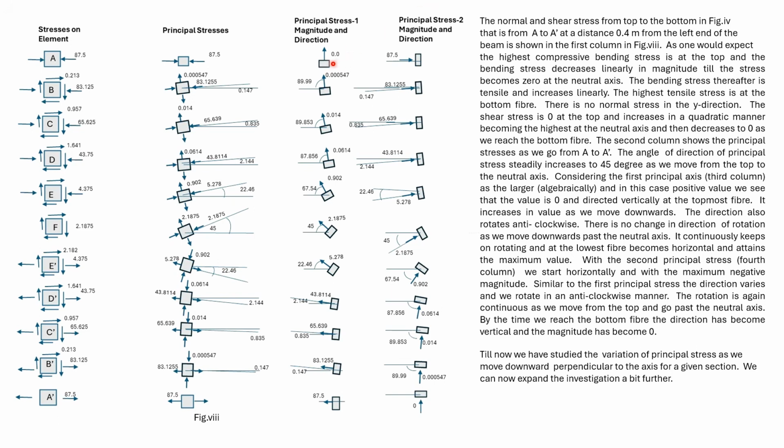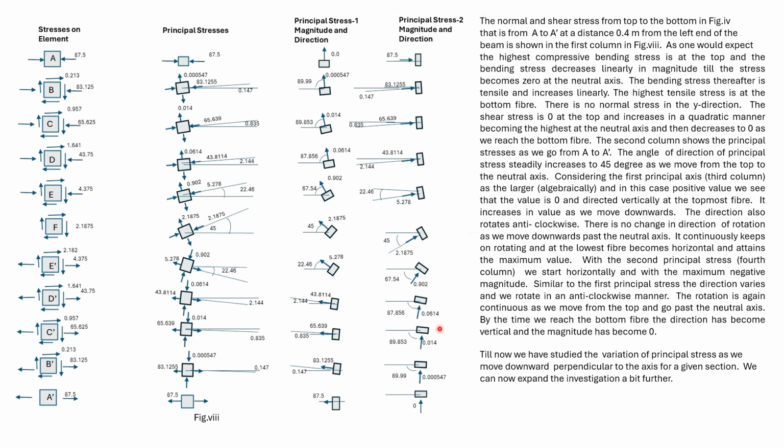As we can see, the magnitude of the first principal stress keeps on increasing as we move from top to bottom. The direction continuously changes, rotating in anti-clockwise. Magnitude changes from 0 to 87.5. The direction is vertical at the top and becomes horizontal as we reach A dash.